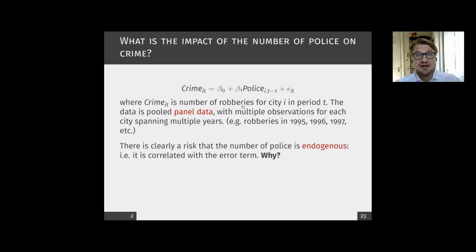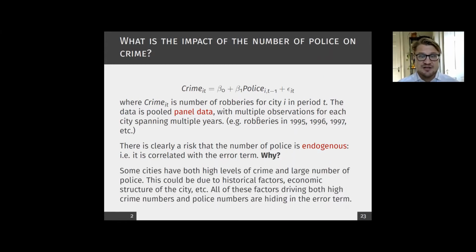Now, if you want to look at the relationship between number of police and crime, you are dealing with an endogenous model here. The error term could be correlated with police. Why? Well, you can think of some sources of omitted variable bias. You might have low economic opportunities driving both high crime rates and more police. Or there could be some historical factors that are causing both of that, or maybe more crime is actually causing more police, the other way around.